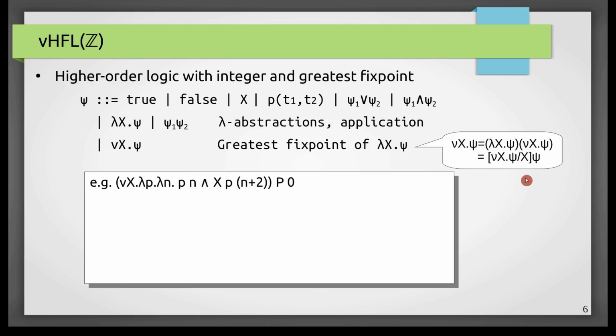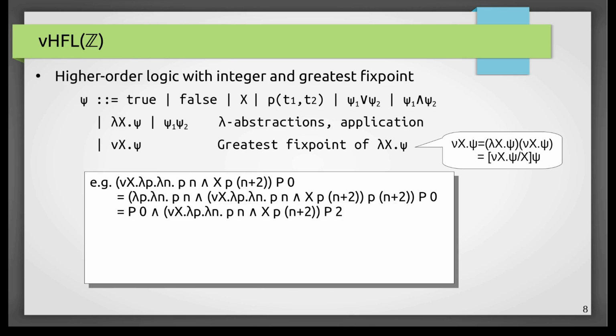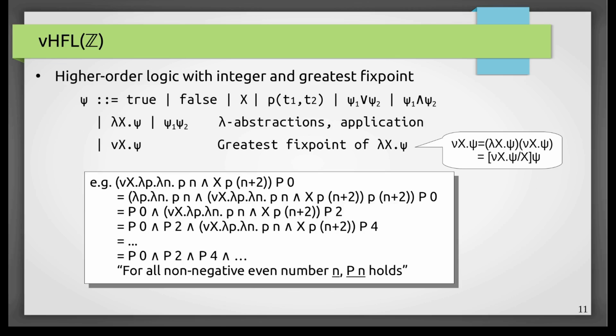As an example, let's see this formula. By applying this rule, we have this equation. Here, x is replaced with the fixed point itself. By beta reduction, we have this. We can see that the first line and the third line have the same subformula, so we can expand it again and again. So the meaning of the formula is: for all non-negative even numbers n, p of n holds.